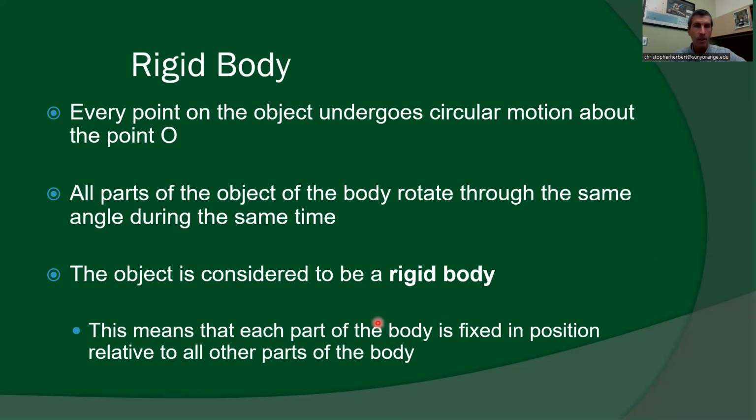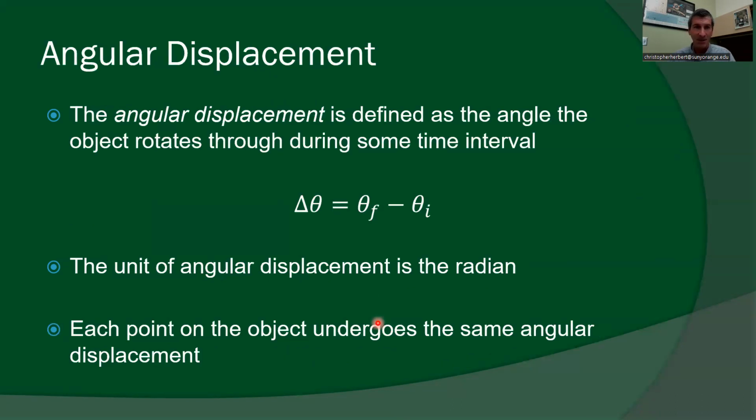We can talk about more complex behavior if we allow the body to be deformable, but that's really beyond what we cover in most introductory physics classes. So angular displacement, delta theta, is equal to theta final minus theta initial. Usually we just write this as theta and ignore the delta, much like we did with displacement. Eventually we ditched the delta sign and just wrote it as x.